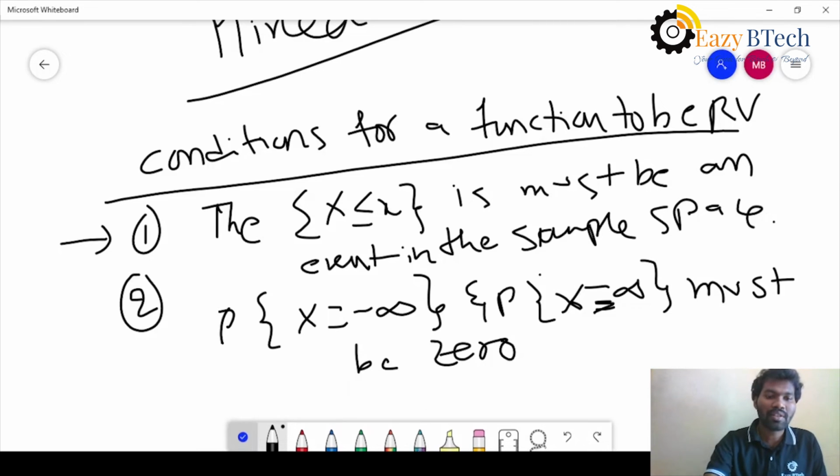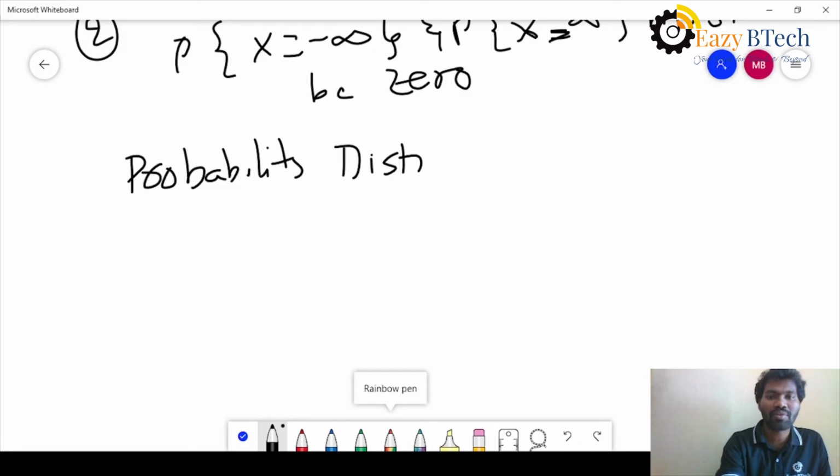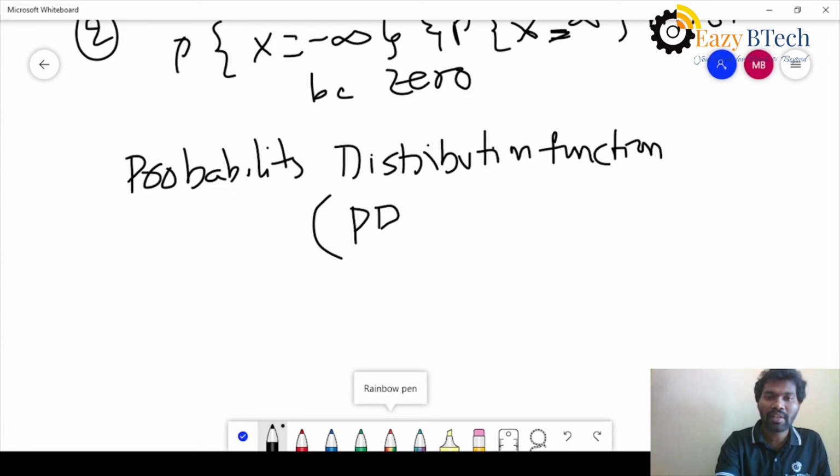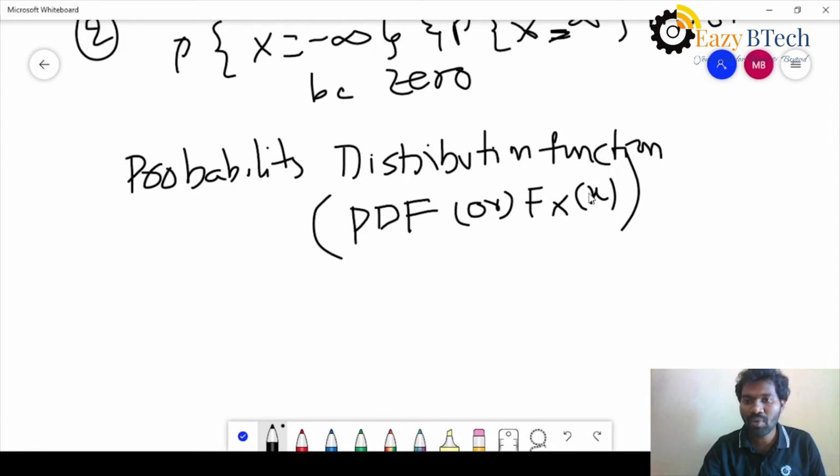Now the next concept is the probability distribution function. Sometimes it is called PDF, or it can be represented like this: capital F subscript capital X of small x. This representation is very important.